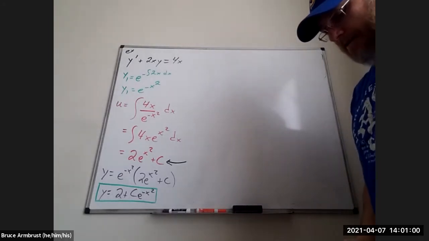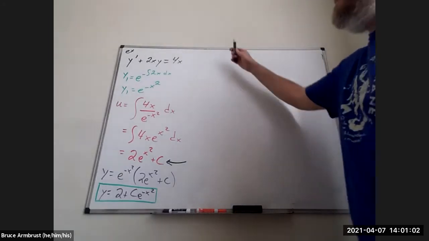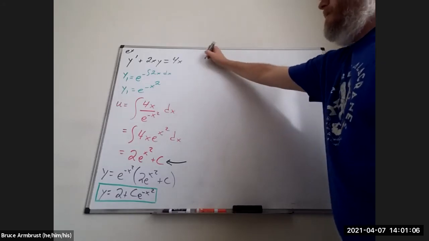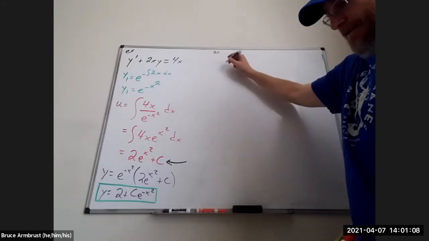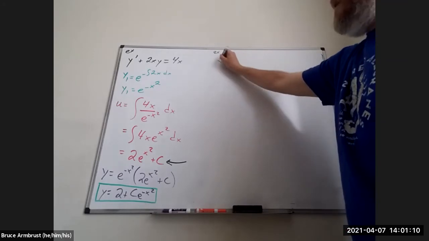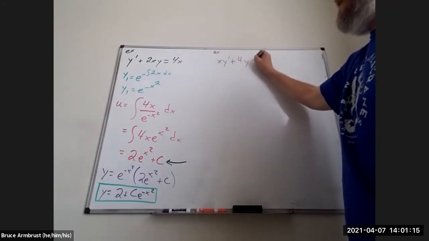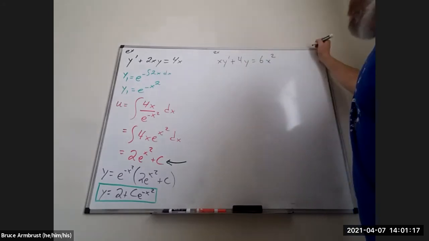All right, so let's go with this guy. We're going to go with x times y prime plus 4y equals 6x squared.